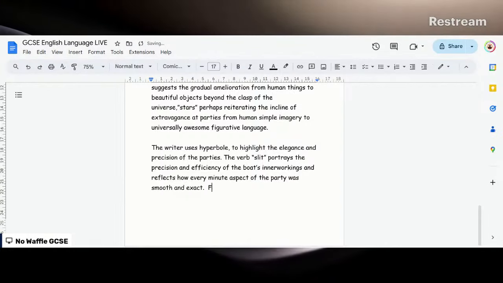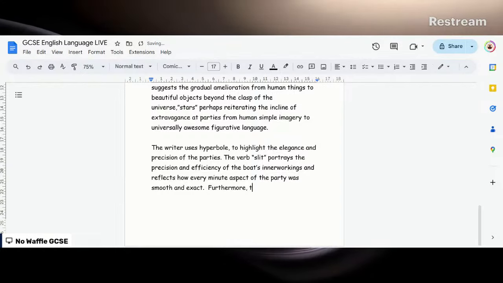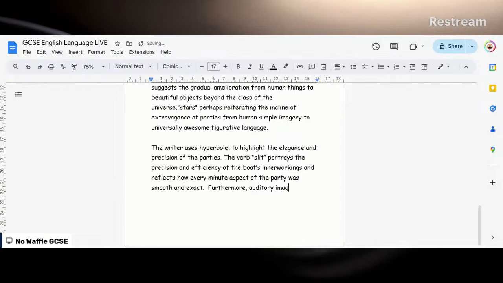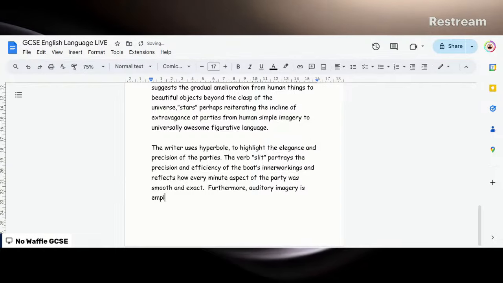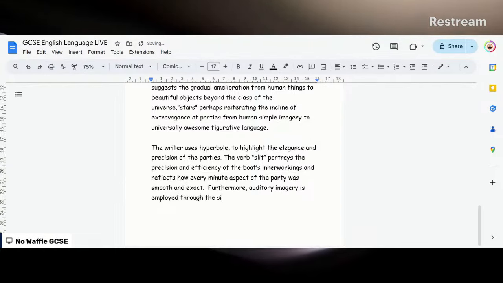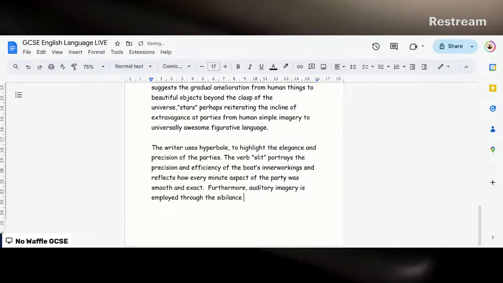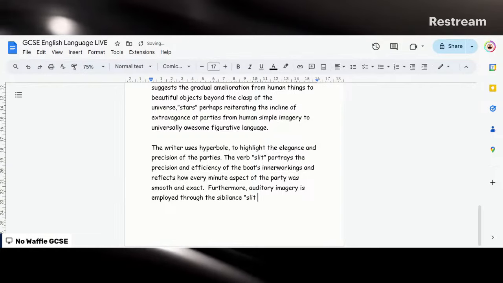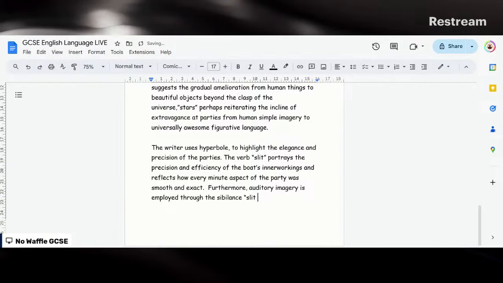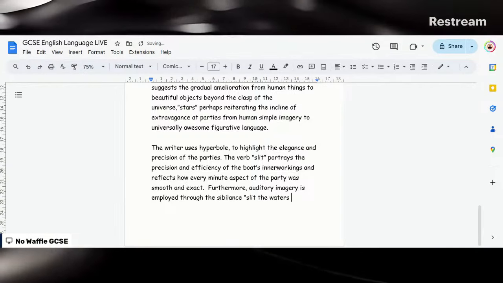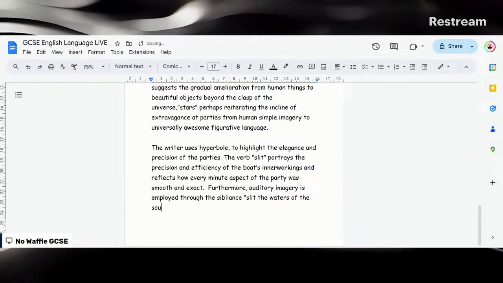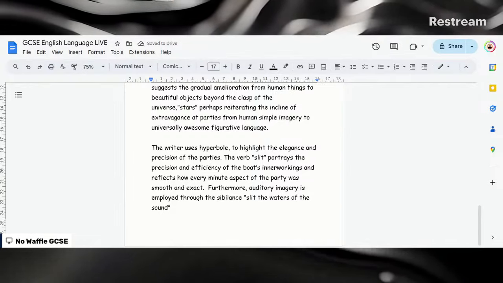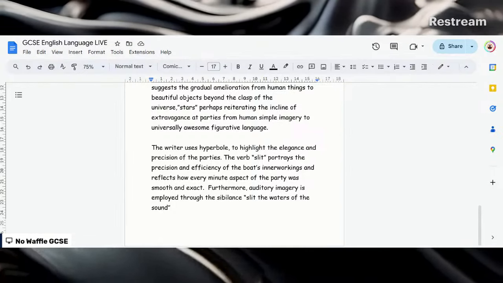And then we can say, as usual, furthermore, auditory imagery is employed through the sibilants, and sibilants just means the alliteration of the S sound, because it says slit the waters of the sound. So you've got a lot of sound in it, and it doesn't matter if it's the beginning or end of the word because the S sound is quite prominent.